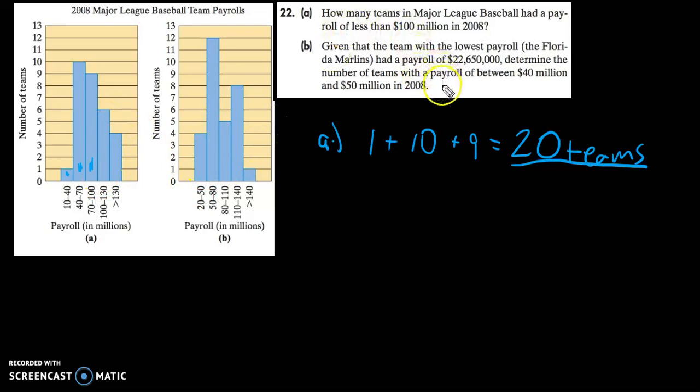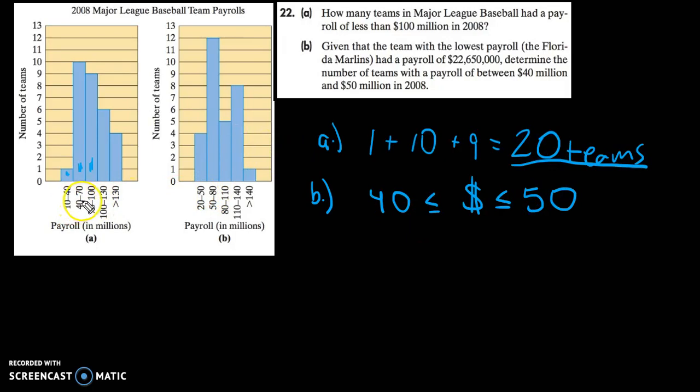Okay, when they start asking for categories that aren't already labeled on the graph, that's where I might want to take both of them into effect. So this one says, if they tell you that the team with the lowest payroll, and they give you their exact payroll, so 22 million-ish, determine the number of teams with a payroll between 40 and 50 million. So we want to know which ones have a payroll between 40 and 50?